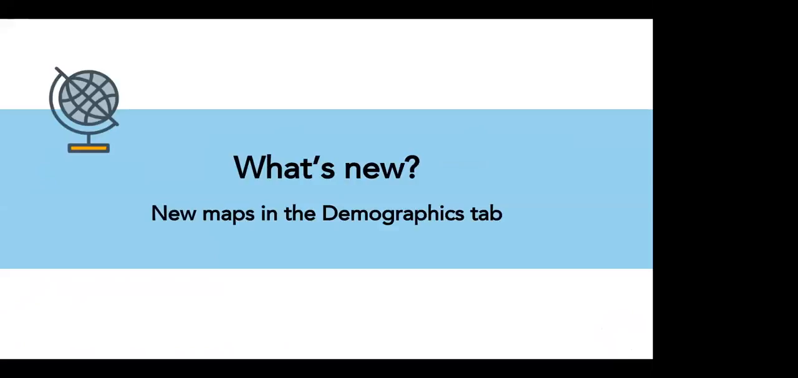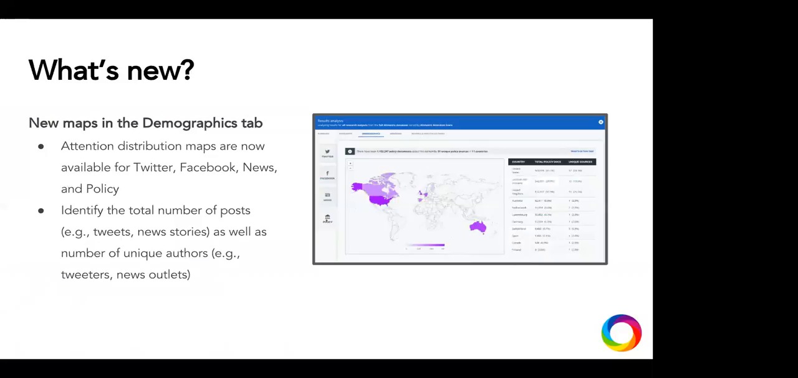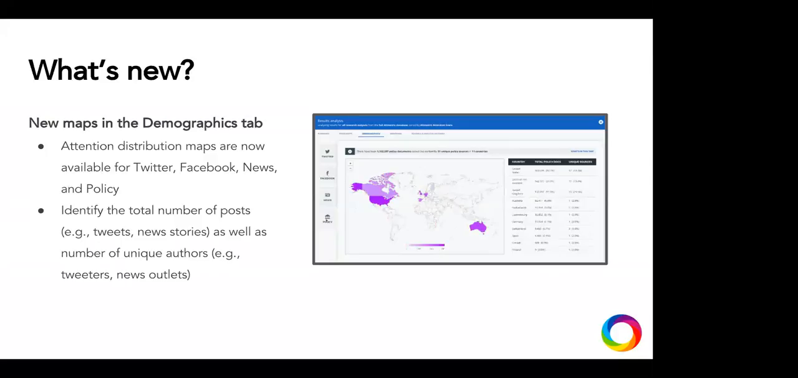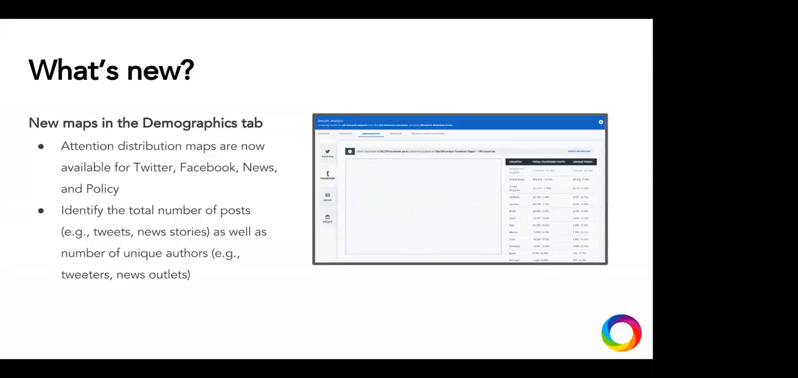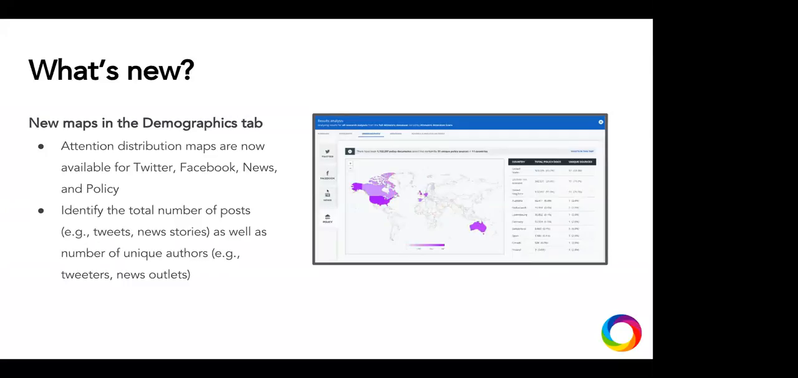So what's new? The new maps. You can see here in this image what it actually looks like in the platform, but they basically show the distribution of attention for Twitter, Facebook, news, and policy. They identify the total number of posts as well as the number of unique authors. So you can see, okay, in Facebook in the UK, for example, I've had 10 posts, but they came from 2 people, me and my mum, which is perfectly fine.